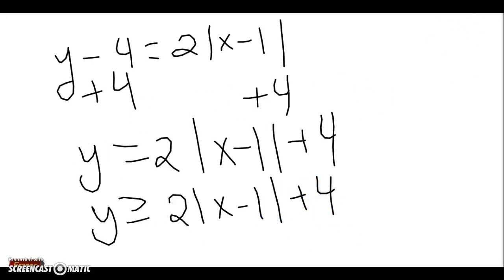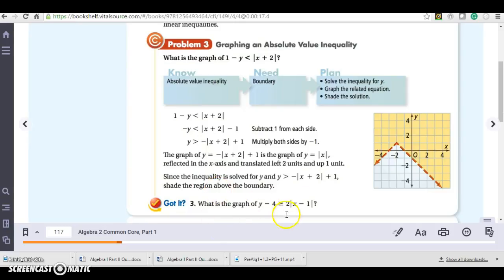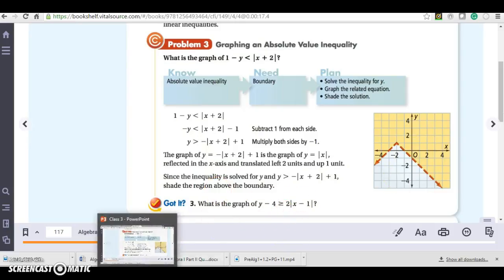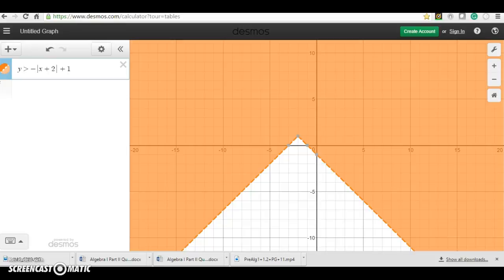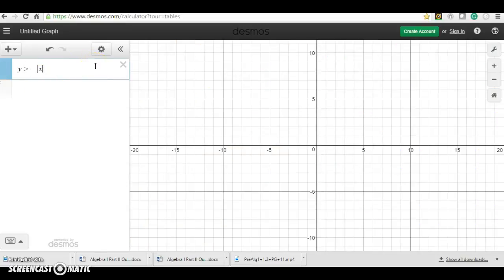Okay, so we can graph it. It's going to be greater than. It's going to be equal to, so my lines are going to be solid this time. I'm going to use my free graphing calculator at www.desmos.com. So that's going to be greater than, then hit the equal sign.